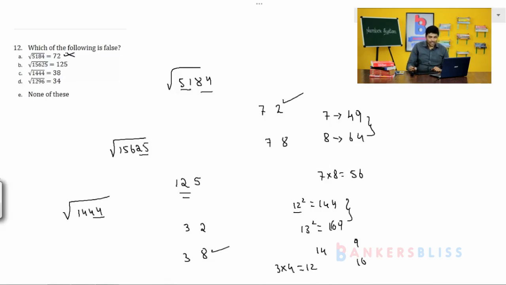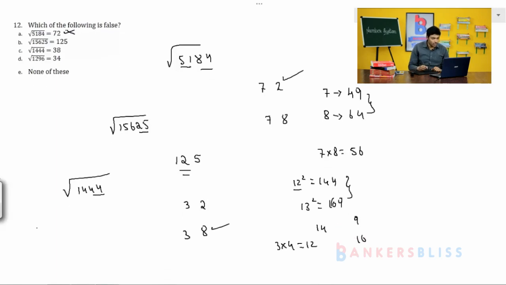Then we have to calculate for 1296. So, if you calculate the root of 1296, the last digit is 6. So, the unit digit is 6. Next, 12. So, 12 comes between 3 square 9 and 4 square 16. So, in between these two it has to come. So, it is 36, but they have given it is 34.